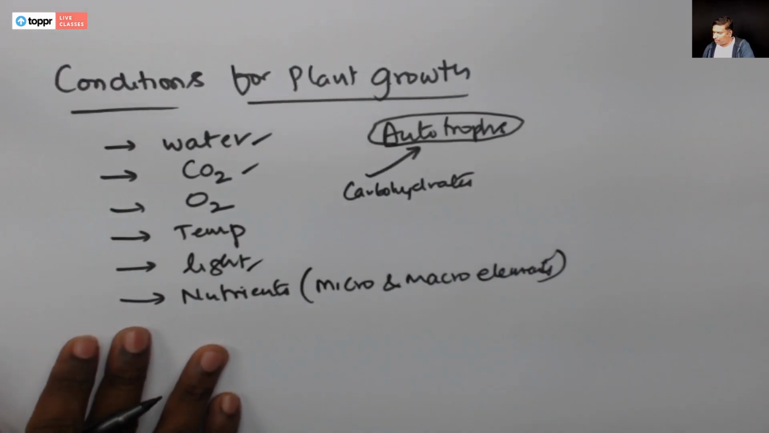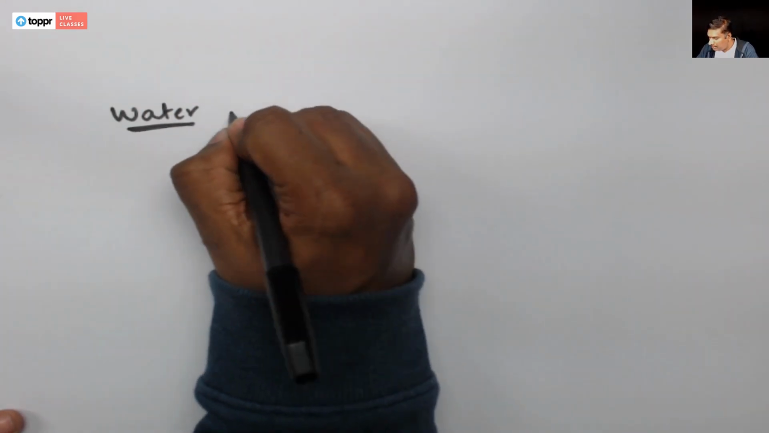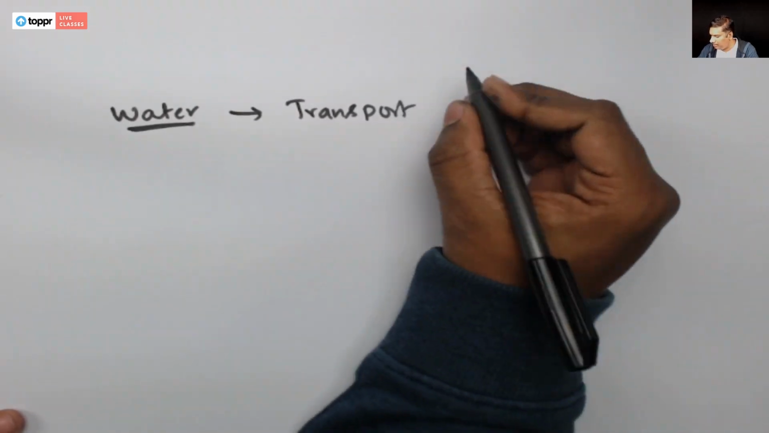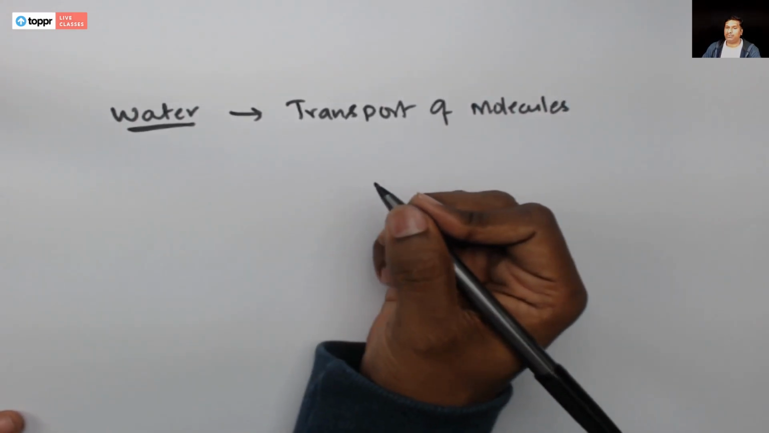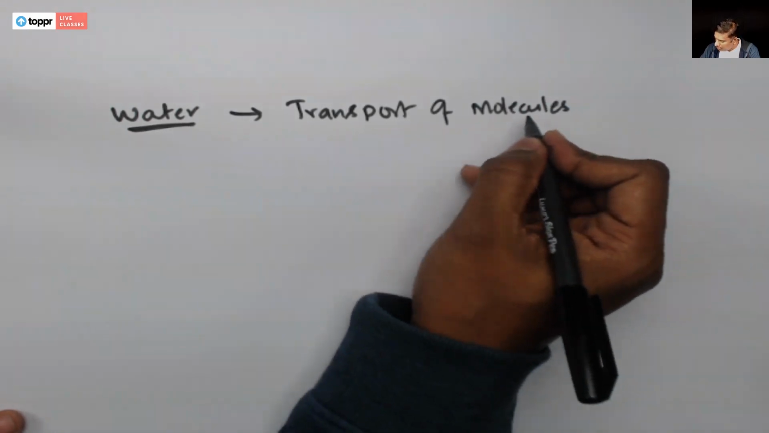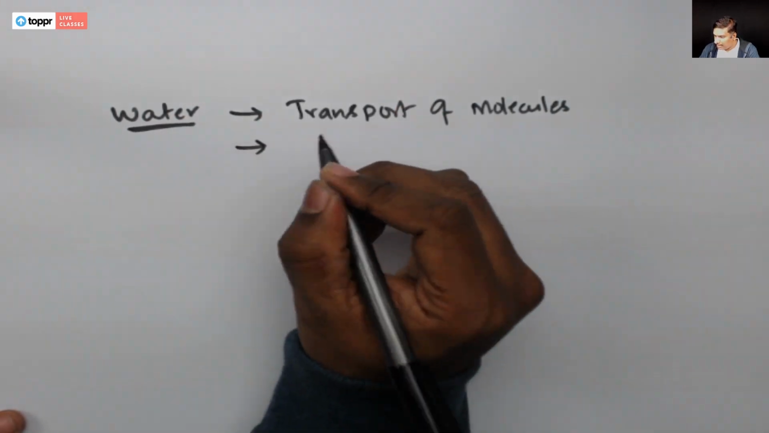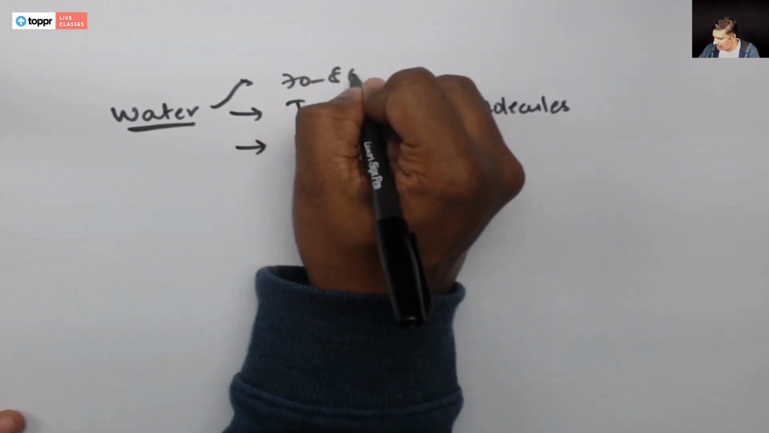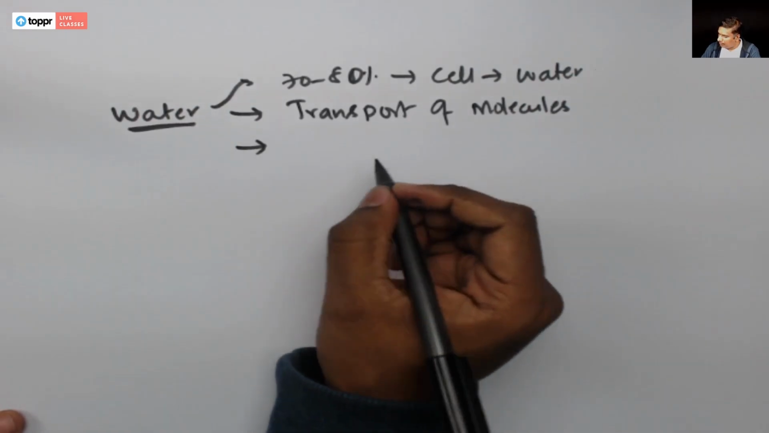We'll take water for example. What is the necessity of water in the plants? I'll tell you how important water is. Water is mainly responsible for the transport. It's like the blood in human beings, transport of molecules. The various molecules that are transported to the various parts of the plant are being carried through water. In addition, almost 70 to 80% of the cell is actually made up of water. So water is critical.